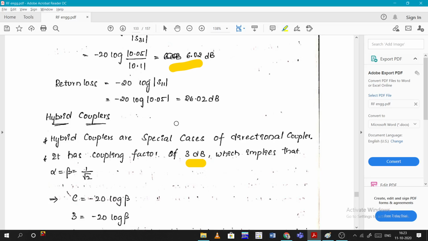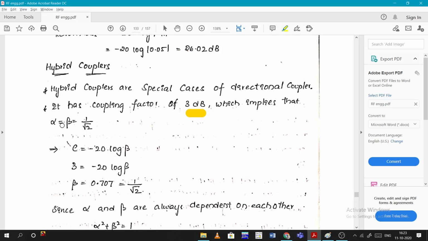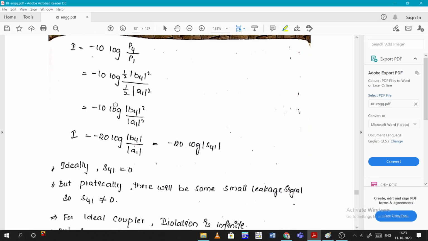So alpha is equal to beta is equal to 1 by root 2, whether it is symmetrical or anti-symmetrical.